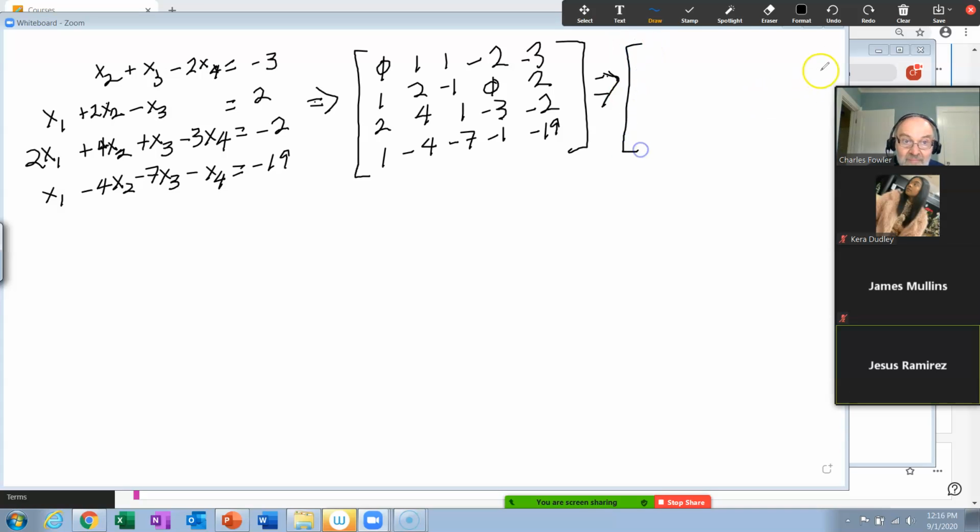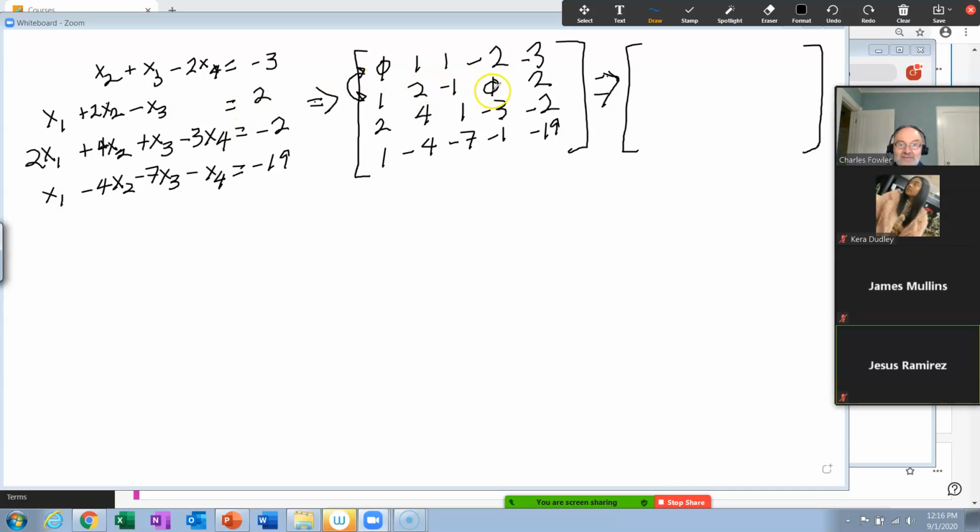Don't we have to make the top, the first one, a 1? That is ideal. Okay, so how do you suggest we do that? I'm not sure. Okay, how about just exchange these two rows? Remember, that's one of your elementary row operations, exchange two rows. That would give you a 1 there. Okay, so let's do that.